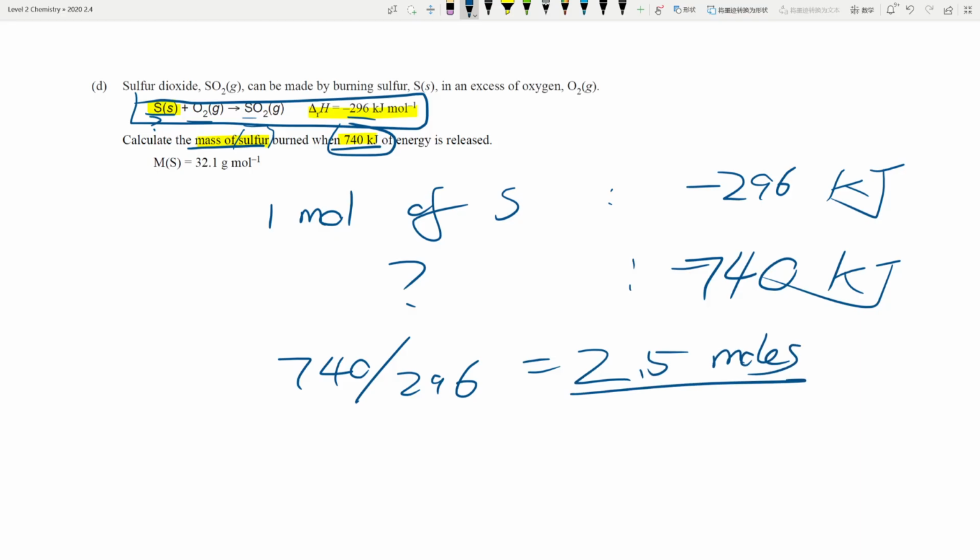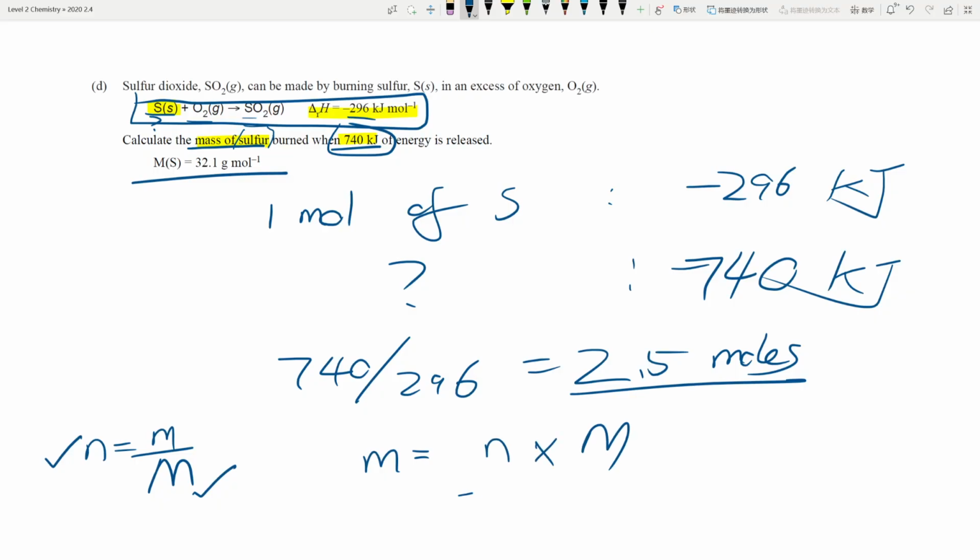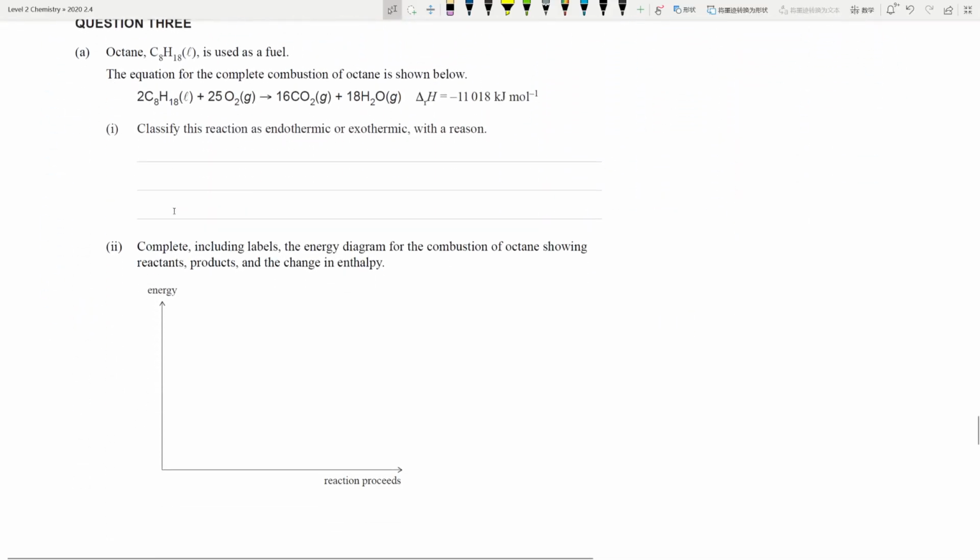So how heavy is 2.5 moles? Remember, n equals m divided by M. You know the molar mass, and you know the moles. To figure out the mass, it's n times M, which is 2.5 times 32.1, which will give you 80.3 grams. Let me quickly run these numbers in my calculator: 740 divided by 296 and times 32.1, 82.3. Pretty straightforward, nothing too tricky here. That's the end of question 2.